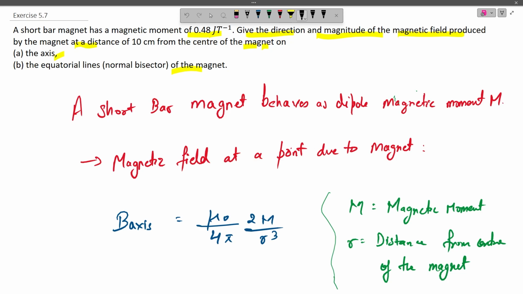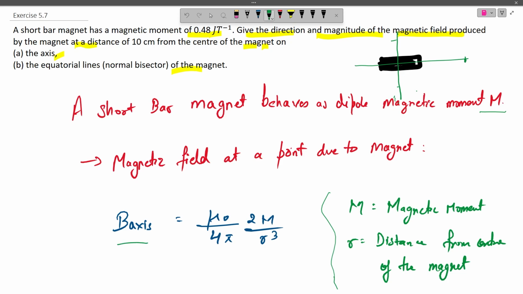So if we assume that this is our bar magnet, and we have to find out the magnetic field at a point which is on the axis and on the equatorial line, that is the perpendicular bisector of the magnet. Now, for a fact, we know that a short bar magnet behaves as a magnetic dipole with a magnetic moment m.